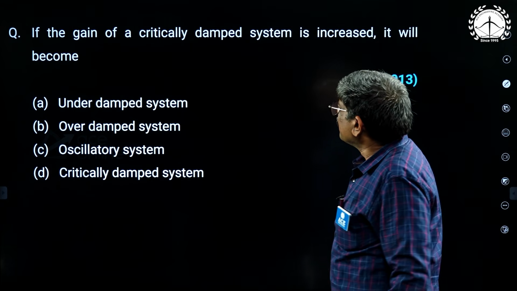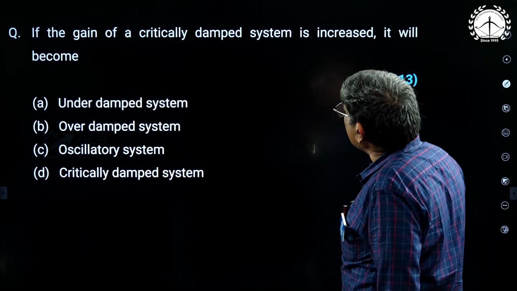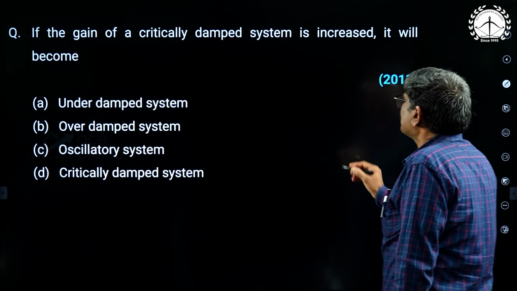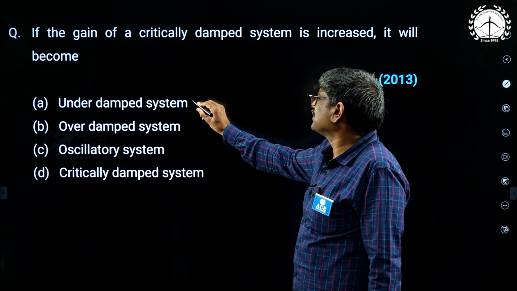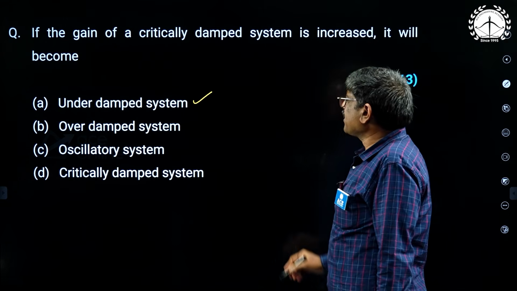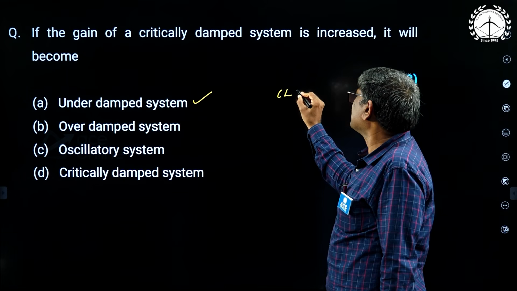Next question. If the gain of a critically damped system, so that means the system is critically damped. Gain increases. What happened? The system becomes underdamped. For example, you take any critically damped system.